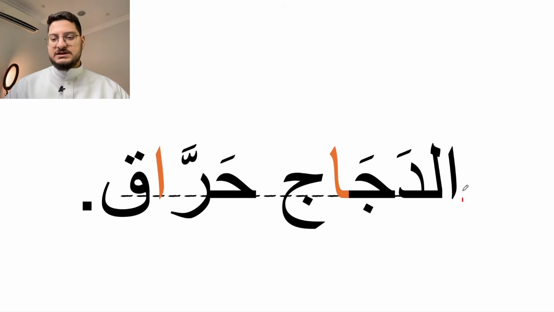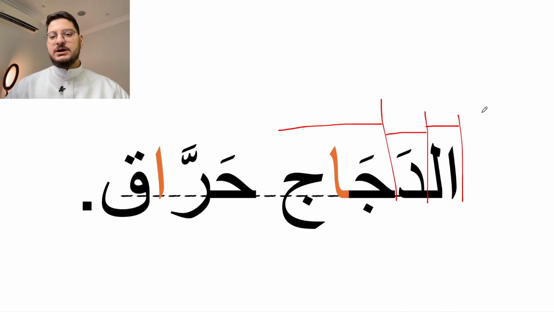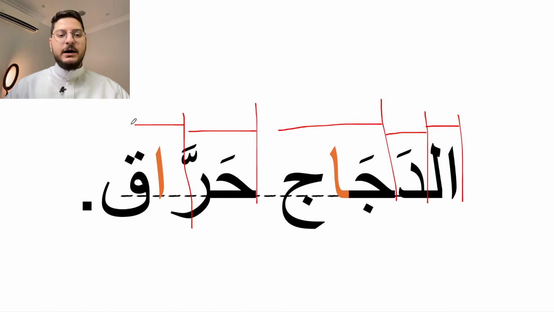Next one, let's split this into syllables again. Yalla, we have il, which means the, remember, il dajaj, which means the chicken. And then the second word has two syllables. Notice we have a shadda, so the ra is doubled. Harrag, which means spicy. So il dajaj harrag, the chicken is spicy.